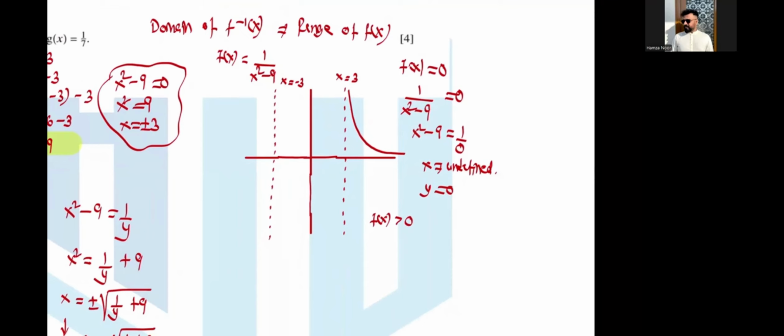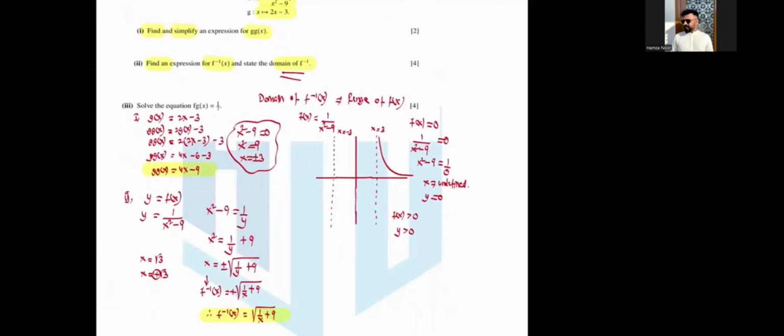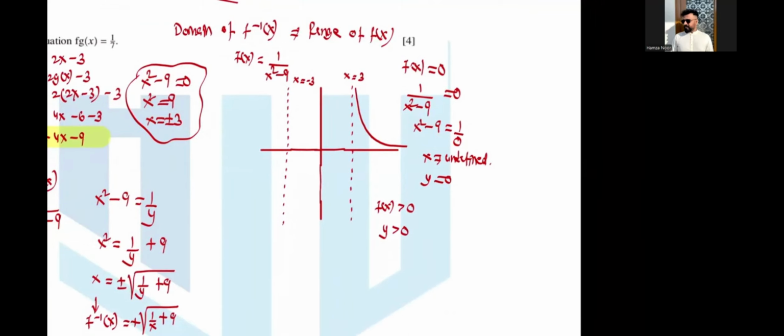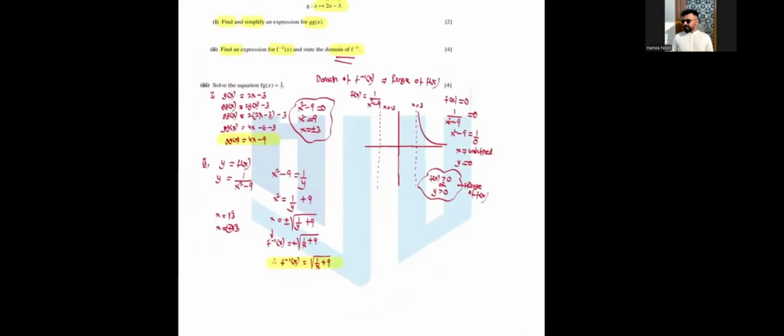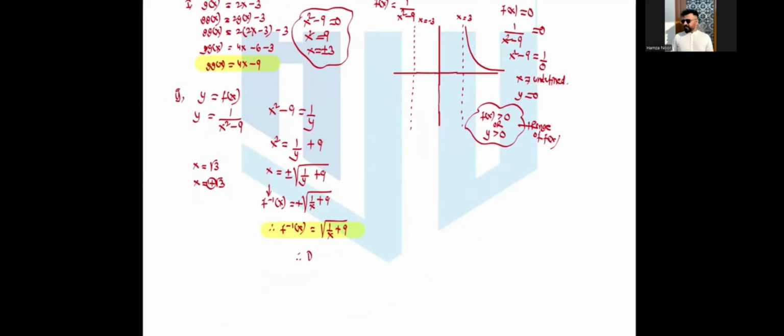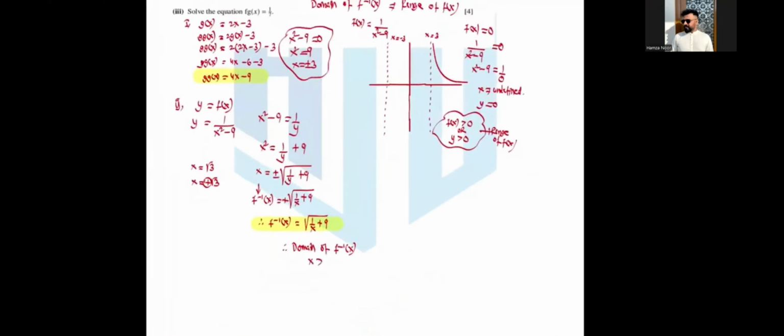As you already know, the range can also be given in the form of y. So this is basically the range of the function. Either you can write f(x) is greater than 0 or you can write y is greater than 0. This is the range of the function f(x), which will essentially become the domain of the f inverse x function. Therefore, the domain of f inverse x is x is greater than 0. This is supposed to be your answer.